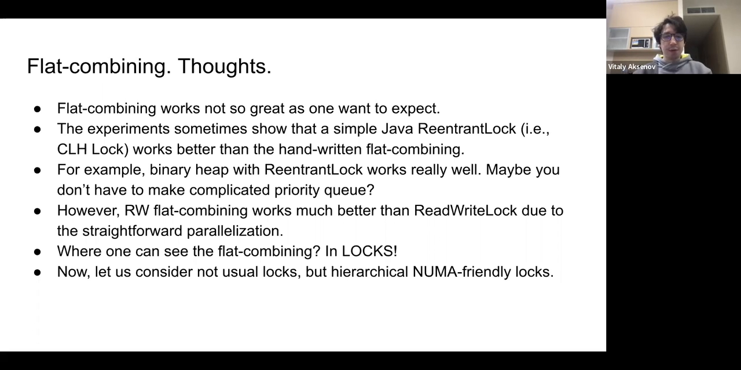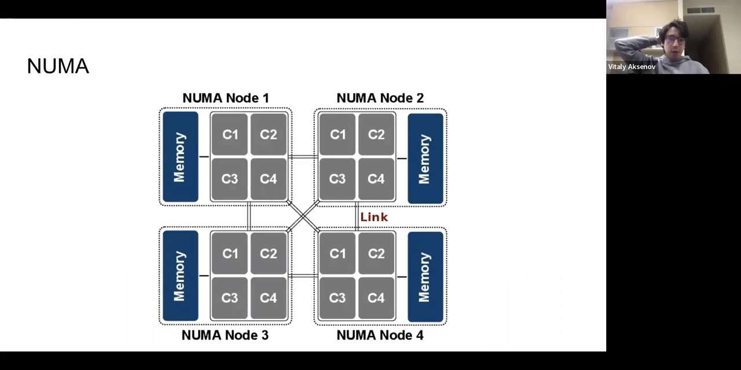And now we will talk about not usual locks, but hierarchical ones, for NUMA. Okay, what is NUMA? NUMA looks approximately like that. On this picture you have 4 NUMA nodes, and each NUMA node has 4 cores here.